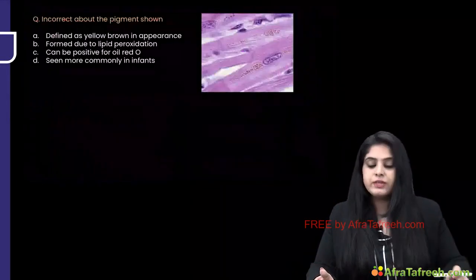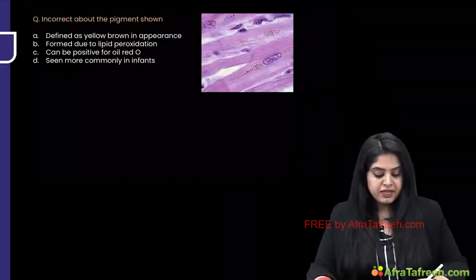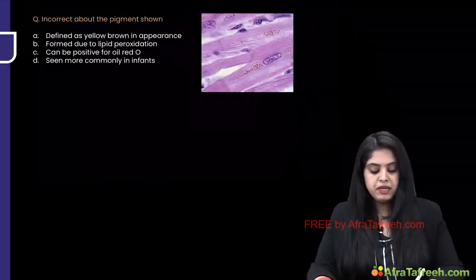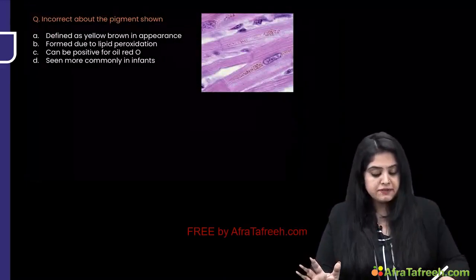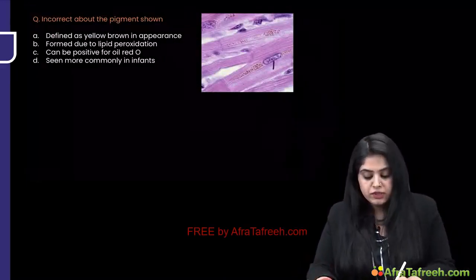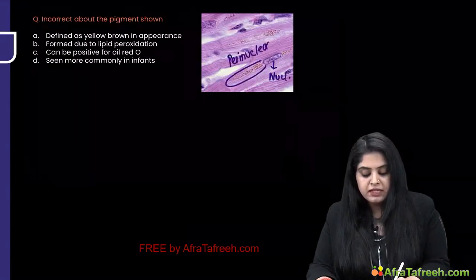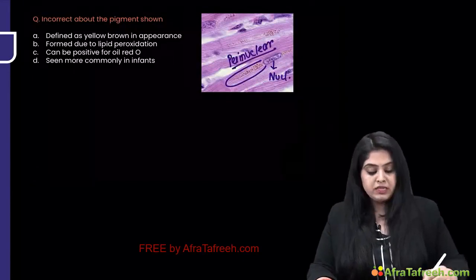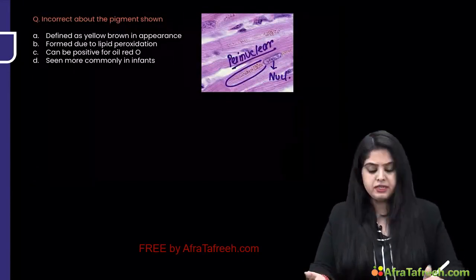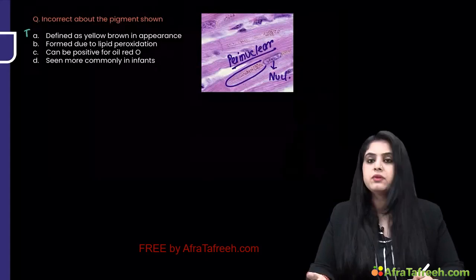Shall we move on to one question based on it? Let's try. Find out the incorrect option about the pigment shown below. First, identify the pigment. What is the pigment? You will say, okay, this is the nucleus and we have something which is around the nucleus. So what is that? That is a perinuclear pigment that you have. And what is it going to be? Is it yellow-brown in color? Correct. This seems correct. It is yellow-brown in color.